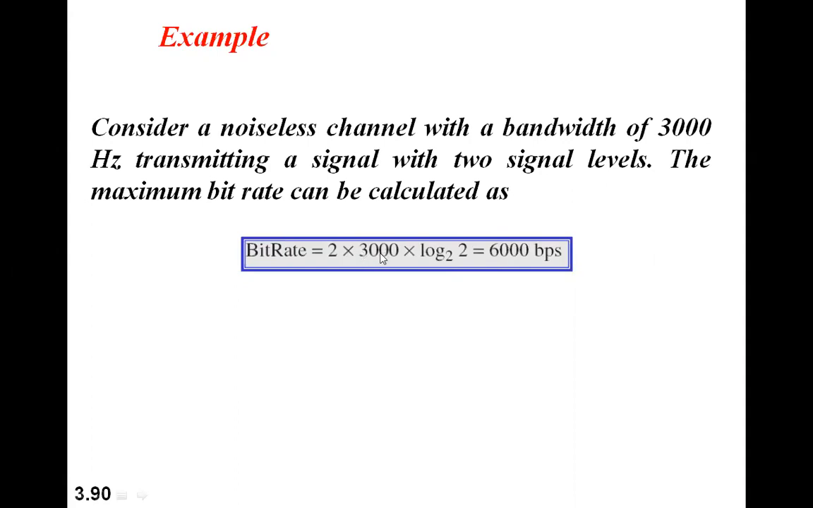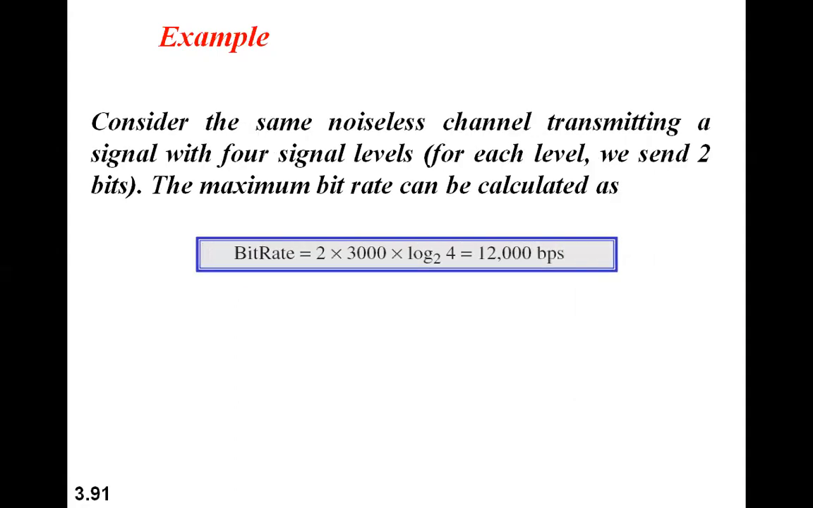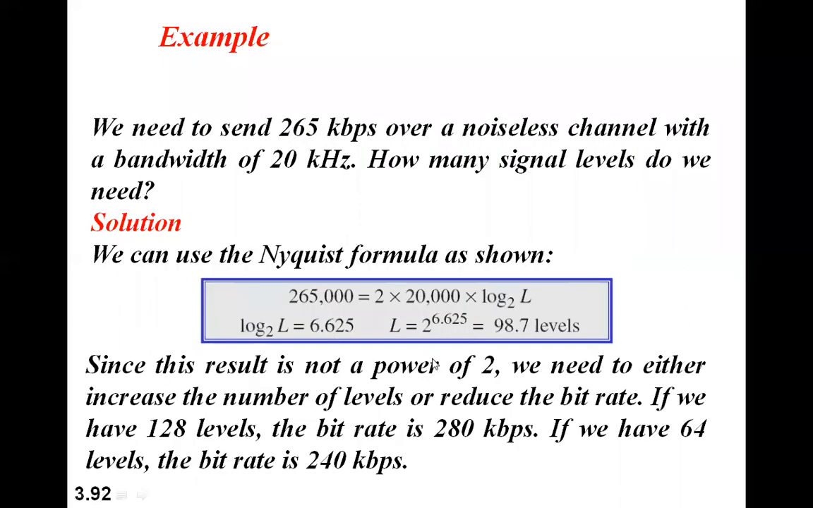Bandwidth is 3000 hertz here, 3 kilohertz, multiplied by 2. That's how we can compute the capacity bit rate that can be handled by the channel using the Nyquist method. Okay, this is another example where we have 4 levels. Then we go to the next one. We use the Shannon method, that also we'll see.